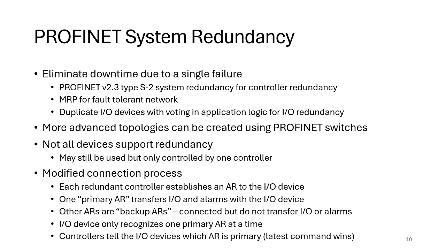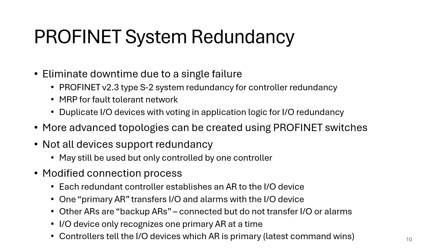You use MRP for the fault tolerant network, and if you need redundant I/O devices, you just duplicate those I/O devices and do some sort of voting in the application logic for the I/O redundancy. And if you do all of this, you can create a redundant system where any single failure will not cause a stop of the system. And it's not just about failures, of course, it's also about maintenance. You might want to take a CPU down to update the firmware. Maybe you need to update the firmware in an I/O device. So by duplicating every single thing and using MRP, any single device can be turned off, any single cable can be unplugged, and the system will carry on operating.